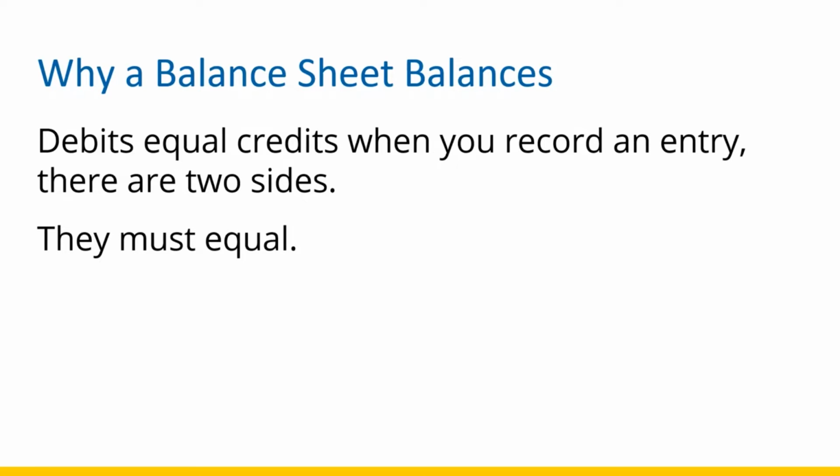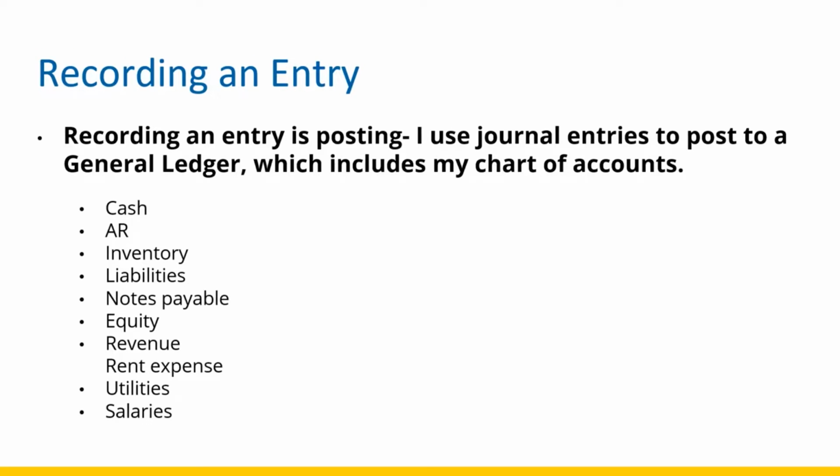So when I get my balance sheet, my income statement, my statement of cash flow, the balance sheet and the income statement come from the general ledger balances. Any entry I need to record, I use a journal entry and I do what is called posting that journal entry into a general ledger. And the general ledger includes my chart of accounts.